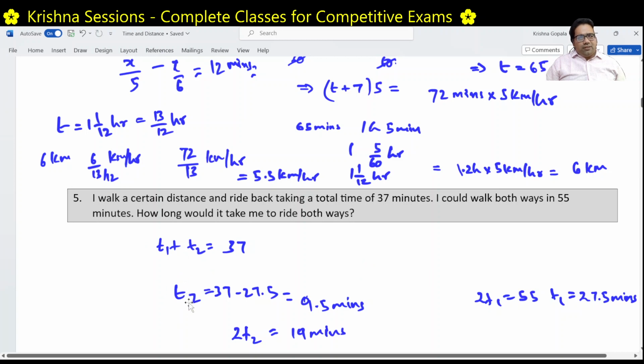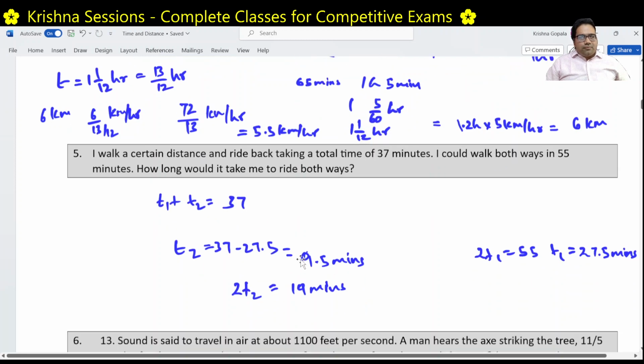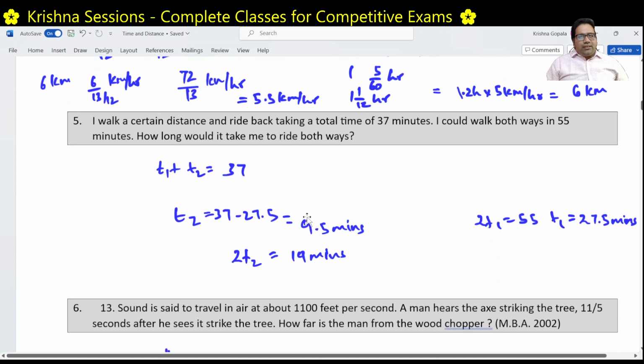That means coming backward, T2 is 37 minus that amount, right? 37 minus 27.5, which is 9.5 minutes. So coming back, if I'm riding, I will take 9.5 minutes. If I'm walking, I'm taking 27.5 minutes. 27.5 plus 9.5, total is 37 minutes. Right. If I am riding one side, I am taking 9.5 minutes.